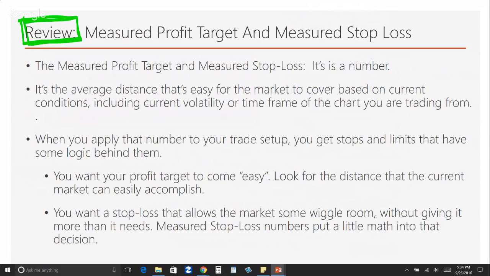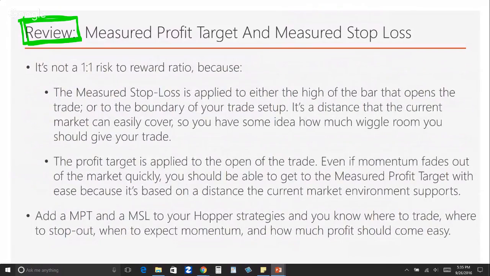The measured stop loss number puts a little math into that decision as well, because that number can change and does change throughout the day, throughout the week, throughout the year, and from time frame to time frame, and from currency pair to currency pair. It's not just a one-to-one risk-reward ratio. And the reason why is that the measured stop loss is a number that you can apply in a lot of different ways.